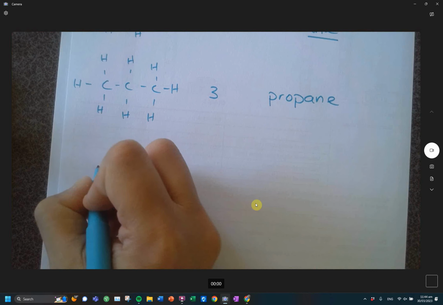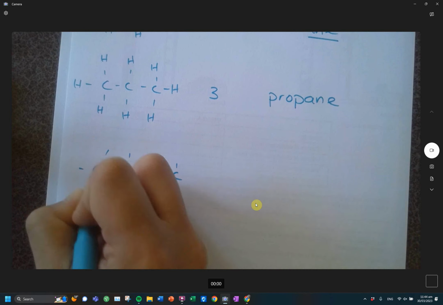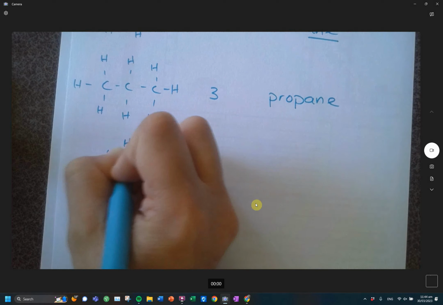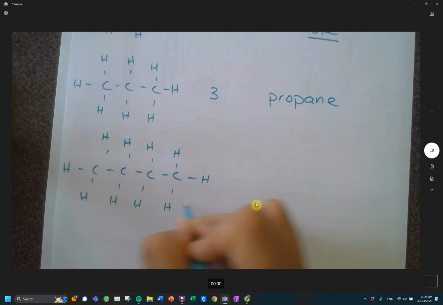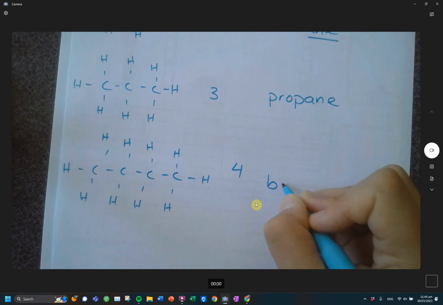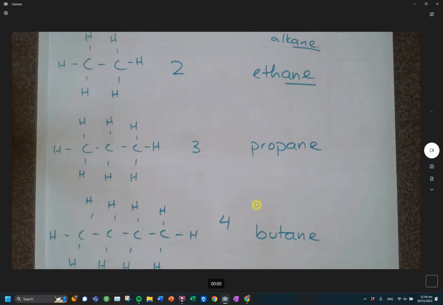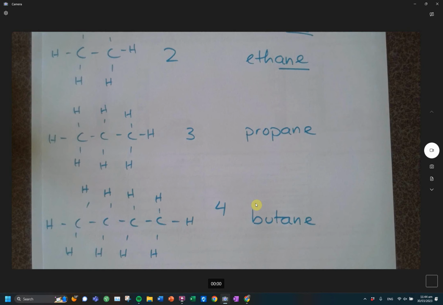1, 2, 3, 4. It's going to put the hydrogens in. So we have to remember hydrocarbons. If I have 4, that's butane. Second one's ethane. Okay. Third one's propane. Fourth one's butane.